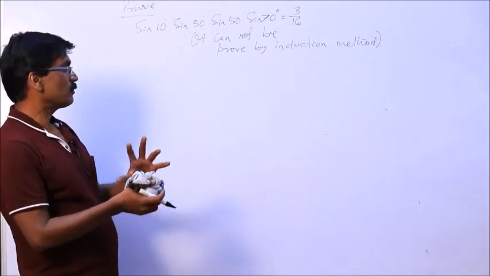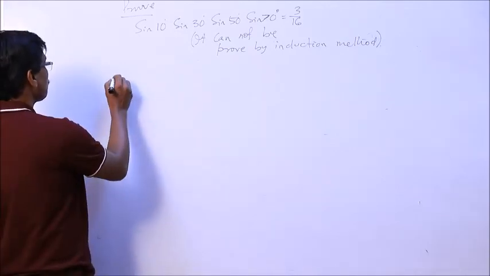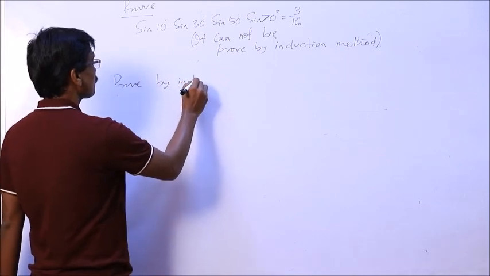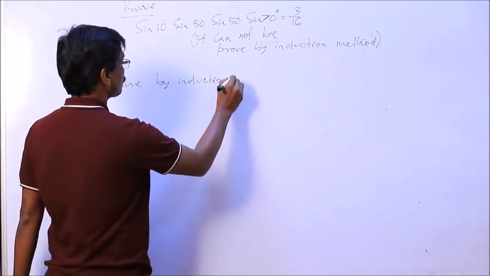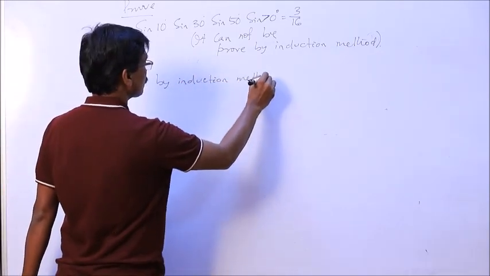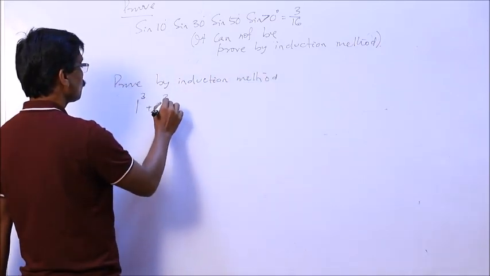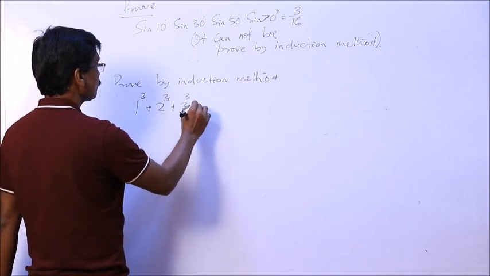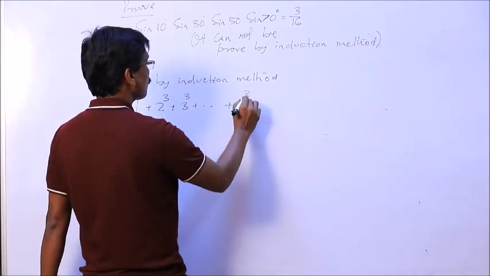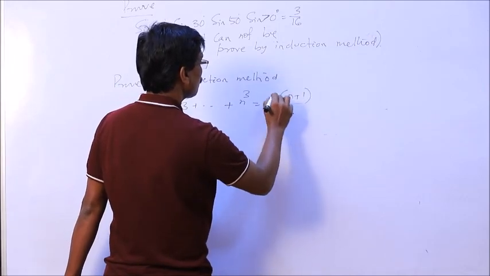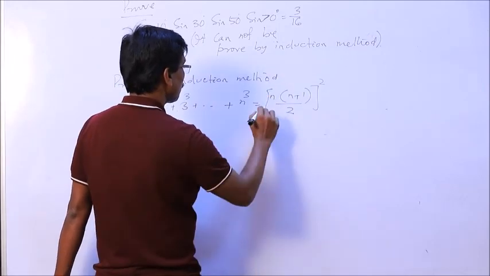So, we can try some more examples. Prove by induction method that 1 cube plus 2 cube plus 3 cube up to n cube is equal to n into n plus 1 by 2 whole square. You can try this.